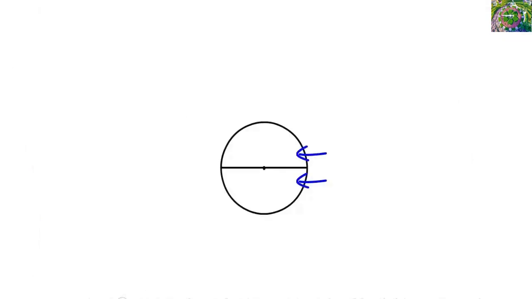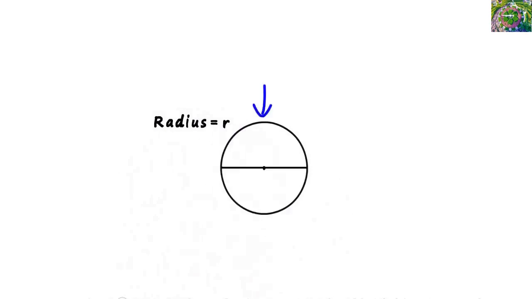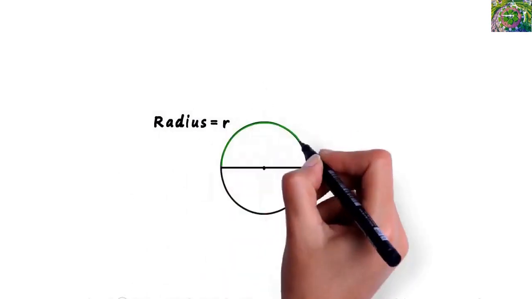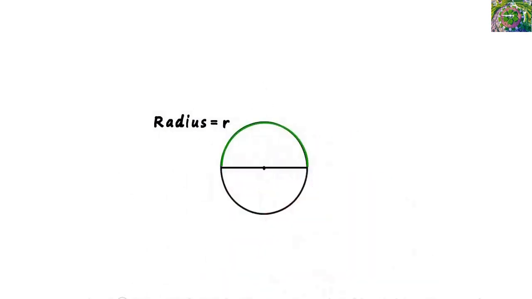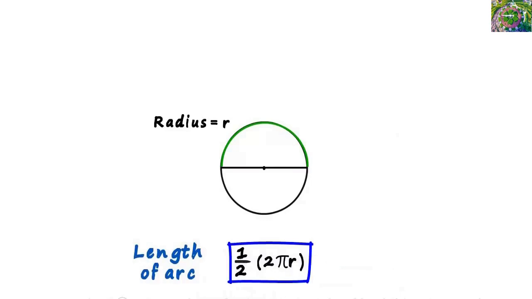Let's understand a few examples. Consider the circle divided into two equal parts. They are called semicircles. Let's assume that its radius is r. What is the length of this arc marked in green? You can say that it covers half the boundary. Let's write the length of the arc under the circle. So its length will equal half multiplied by 2 pi r. This tells you that it's a part of the circumference.